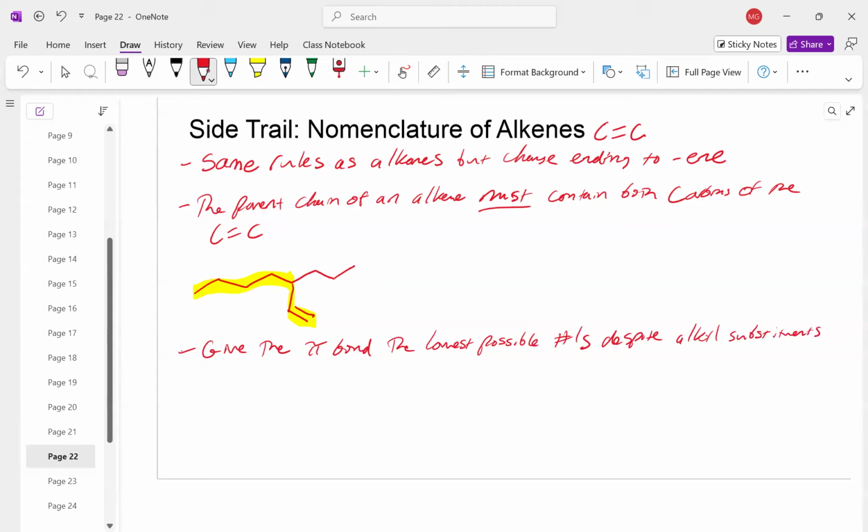And we only number once. So what I mean by that is we don't number the chain to give the alkene the lowest numbers and then reset everything and give the substituents the lowest numbers. We don't really do that. Once the numbers are set, they're set. So, for example, in the above problem, I would give this pi bond the numbers 1 and 2, and then just continue on like this.